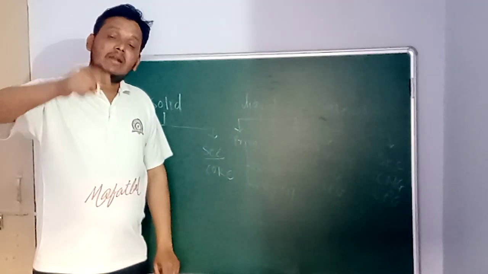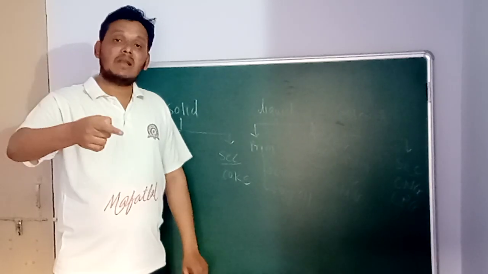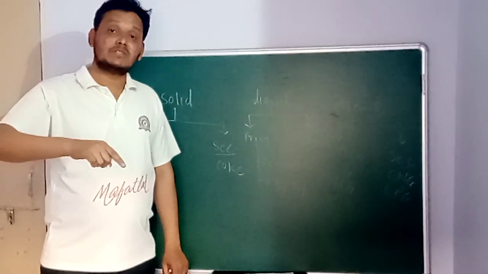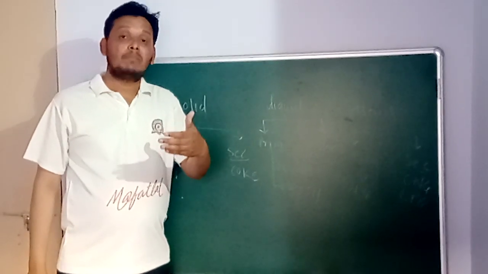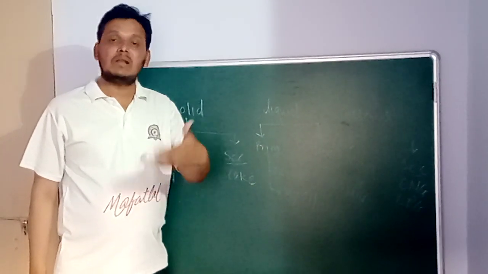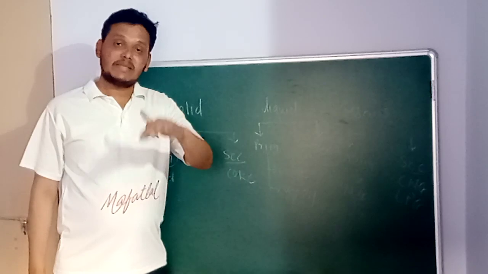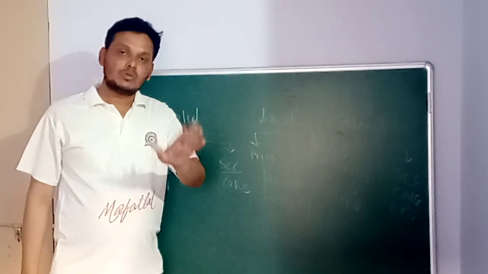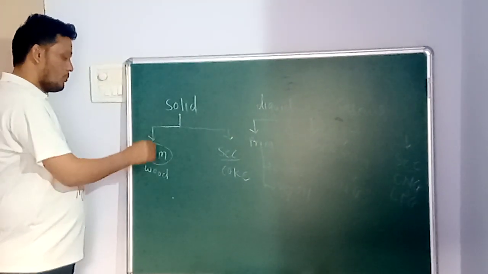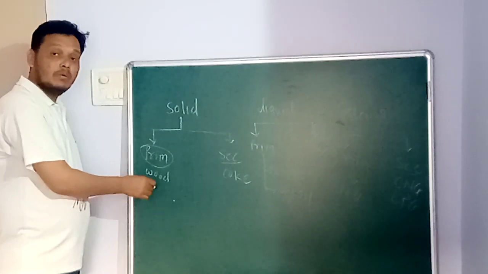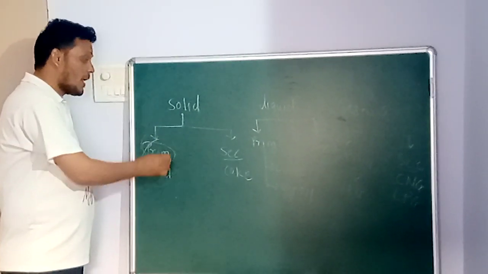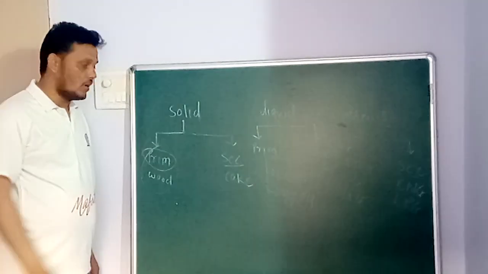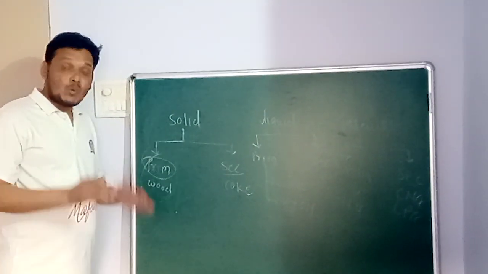So these solid, liquid, and gaseous fuels are further subclassified on the basis of occurrence, meaning primary and secondary. Primary means naturally available, and secondary means man-made. For example, the solid primary sources are wood, peat, lignite, bituminous, and anthracite. These are the primary sources of solid fuel.